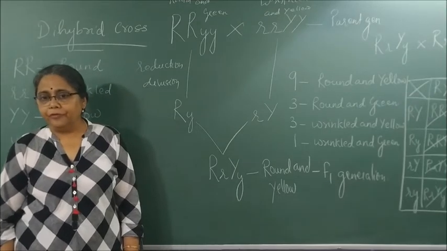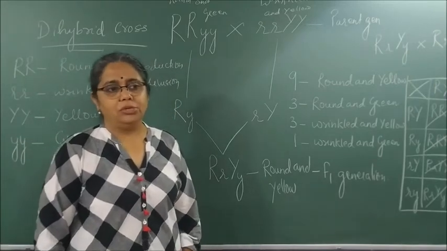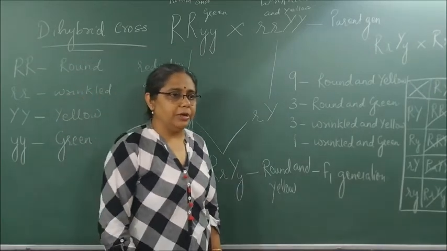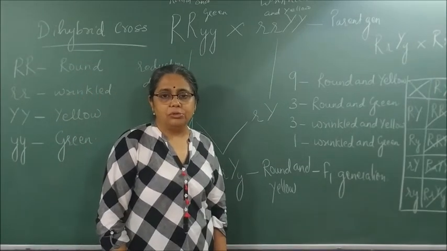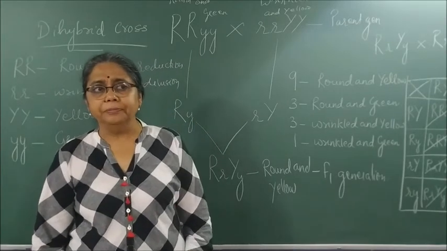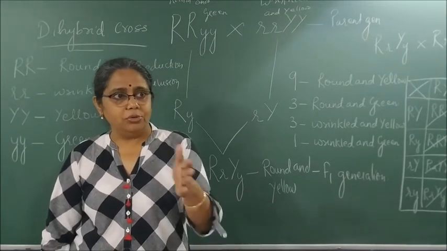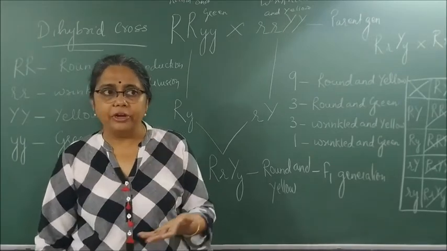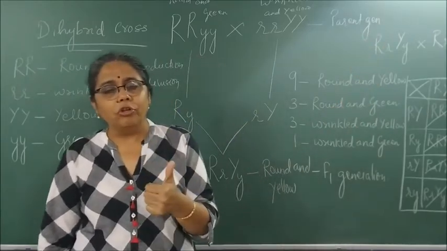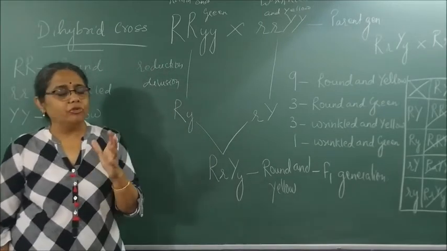Written. Therefore, the dihybrid ratio is 9:3:3:1. What was the monohybrid ratio phenotypically? 3:1. What was it genotypically? 1:2:1. What is the dihybrid ratio? 9:3:3:1. Now, don't write, just listen. Which law of Mendel does the dihybrid ratio indicate?